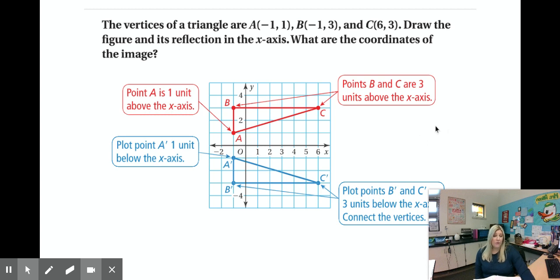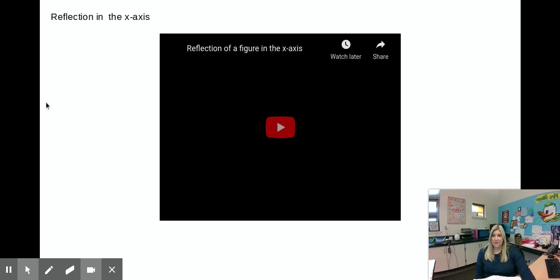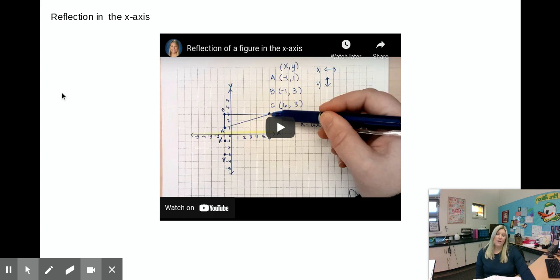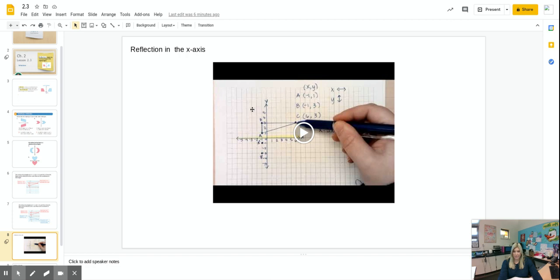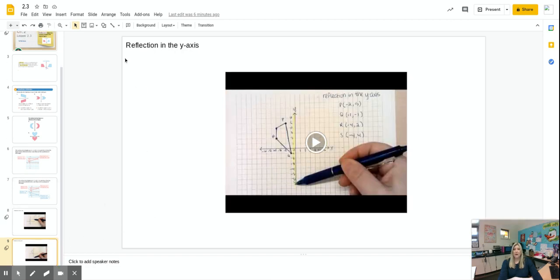And I do a video of graphing this and showing you how to draw a figure and its reflection over the x-axis, and it is your next slide. So you can X out of this video and go to the 2.3 slideshow and watch me do this problem, graph and the reflection, and then the next one would be a reflection over the y-axis, the vertical line. So there's 2 examples in Google Classroom of how to draw a figure and its reflection in the x-axis and in the y-axis.